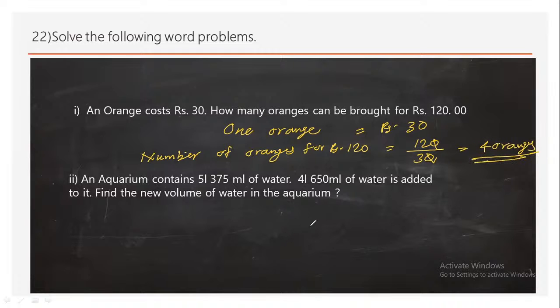An aquarium contains 5 liter 375 milliliter of water. 4 liter and 650 milliliter of water is added to that. Find the new volume of the water in the aquarium.